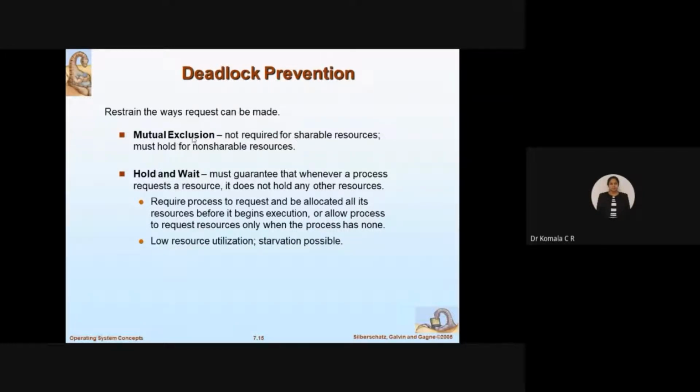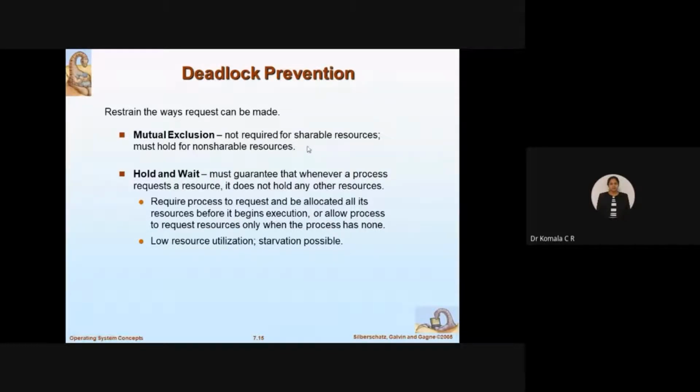What do you mean by mutual exclusion? For example, if I have a section called the critical section, where you have a set of code to execute the given process, and one process is in the critical section, I will not allow any other process into the same critical section at the same time. So mutual exclusion means: not required for shareable resources, must hold for non-shareable resources.